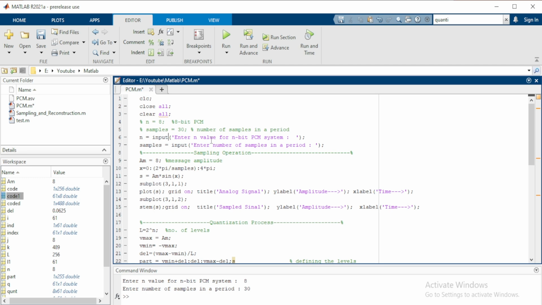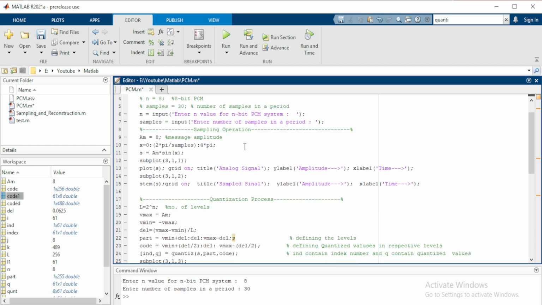For example, when you run the program, it first prompts for entering the n-bit PCM, then it prompts for another value, that is, enter the number of samples in a period. So this is the generalized form. When you fix these, you can run it directly.